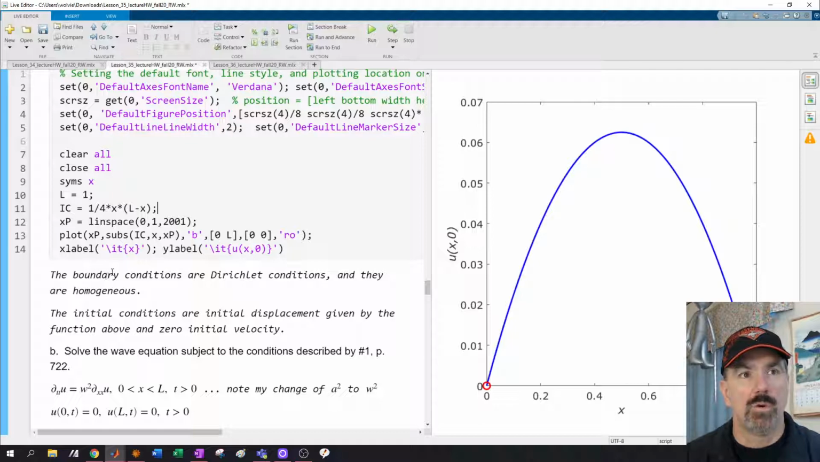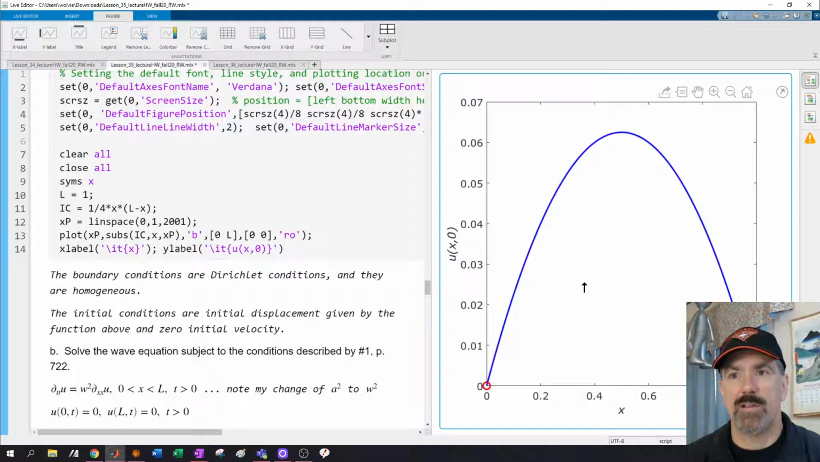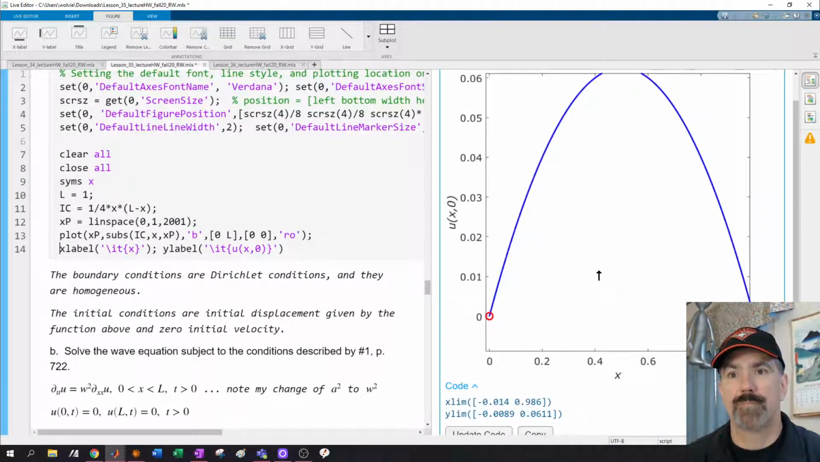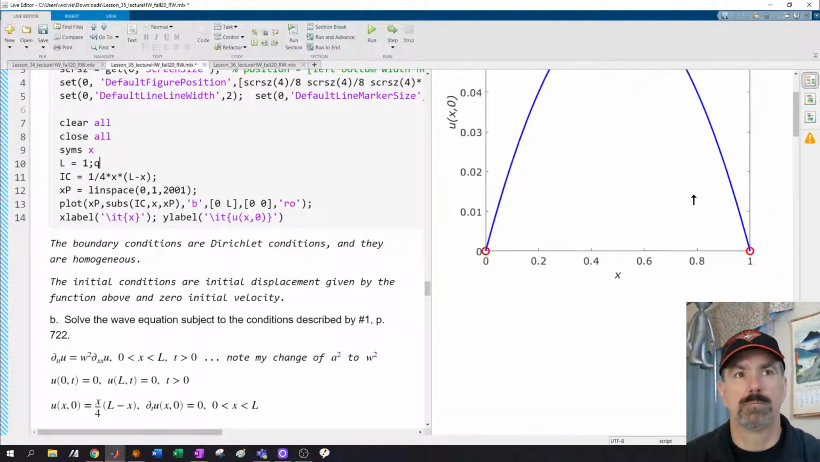But so the boundary conditions, because the question asks about the boundary conditions, are Dirichlet conditions. Okay, they are homogeneous conditions. And so I signified that here in the graphic. Sorry about that. I wasn't able to get the graphic to work out the way I wanted to.